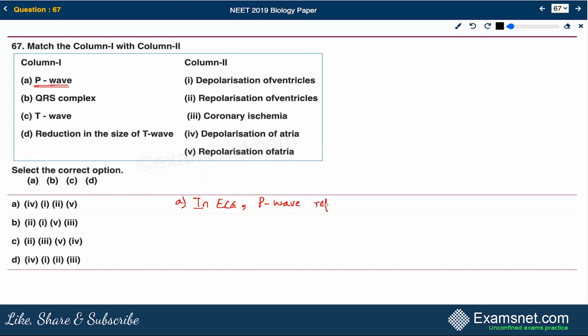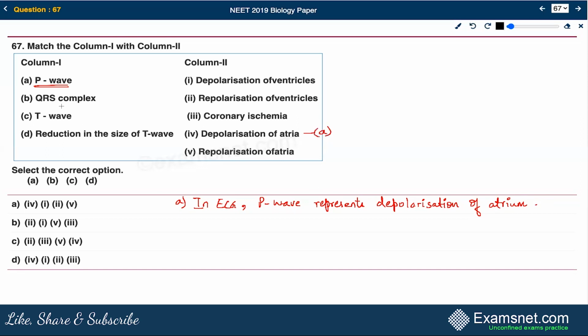In the ECG machine, in ECG, which is electrocardiogram, P wave usually represents the depolarization of the atrium. Now, depolarization of the atrium basically means the contractions that will happen in the atrium, the atrial systole, because of the sinoatrial node. So P wave will be representing the depolarization of the atrium over here.